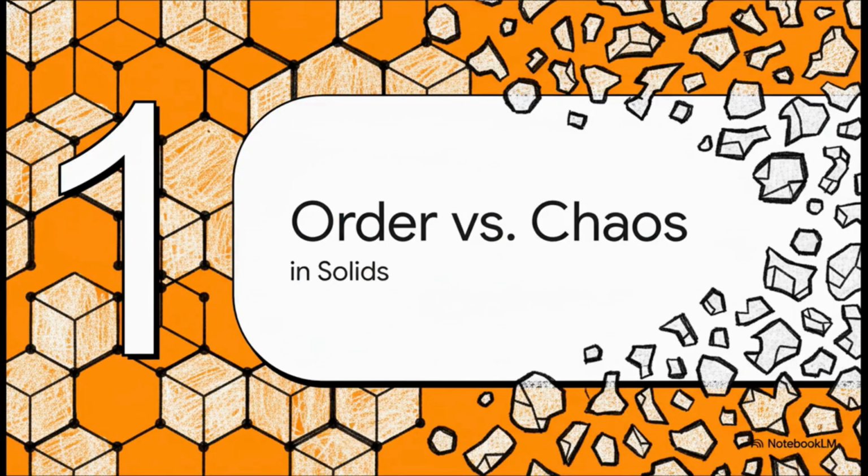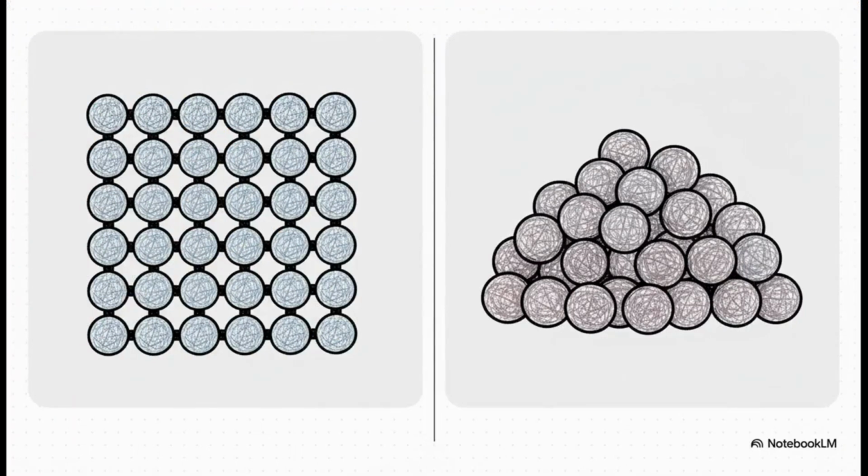So, to get to the bottom of this, we first have to understand that every solid out there is built from one of two master plans. One is just a masterpiece of perfect order, and the other, well, it's a little more on the chaotic side. On one side, you've got your crystalline solids. The best way to think about these is like a perfectly built brick wall. Every single atom has its own precise, repeating spot. This incredible order is why they have such a sharp, specific melting point.